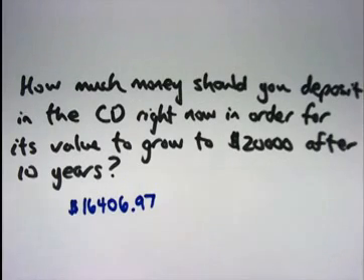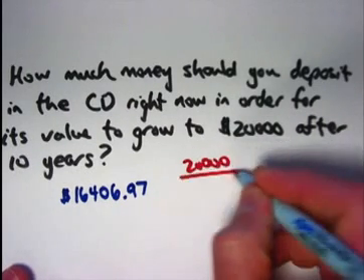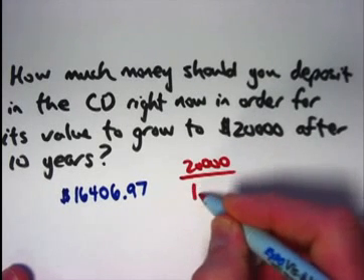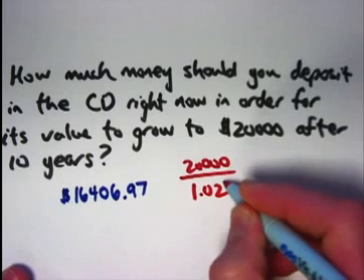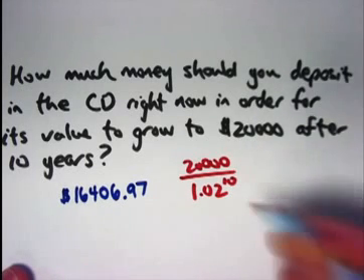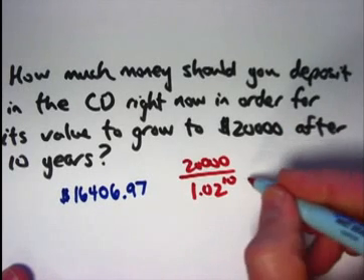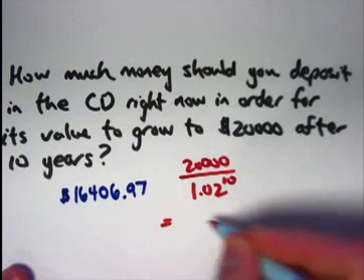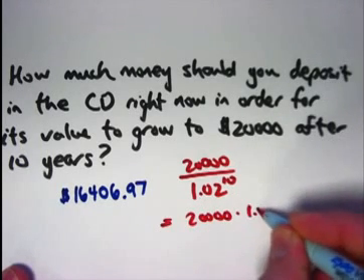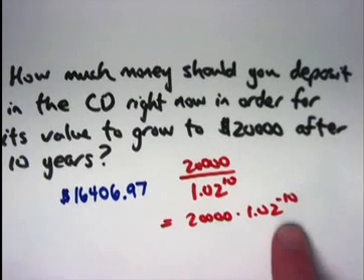Why does that work? Well, to go backwards in time, I said essentially you've got to keep dividing by 1.02, and ultimately divide by 1.02 to the 10th to go back in time 10 years to find the present value of this future value of $20,000. Why is that equivalent to multiplying by 1.02 to the negative 10th? The reason, I hope you remember, is because of what negative powers mean.